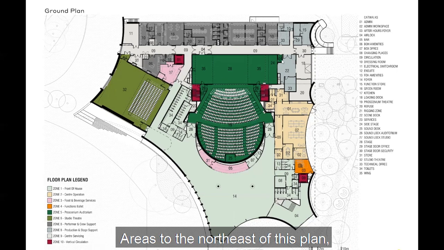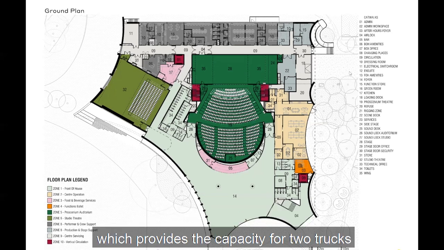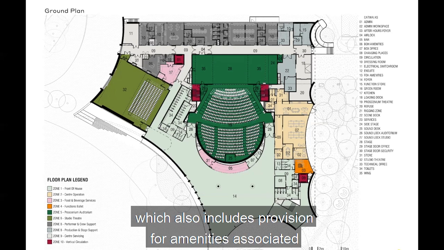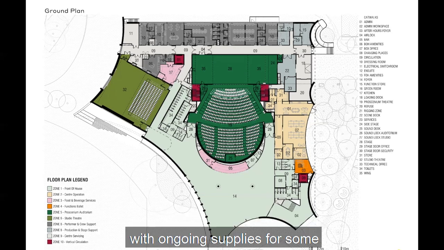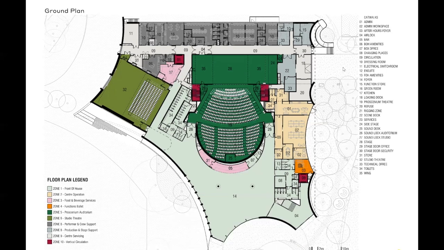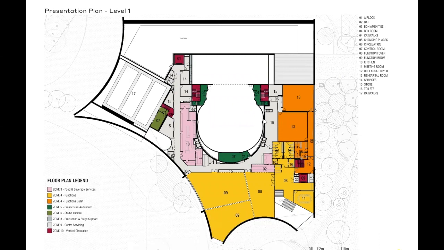Areas to the northeast of this plan, in light grey, you can see the main loading dock facility, which provides the capacity for 2 trucks to be able to provide bump in, bump out, concurrently, which also includes provision for amenities associated with ongoing supplies for some of the other functions associated with the centre. The area in light green you saw in the previous slide represents the main foyer area.